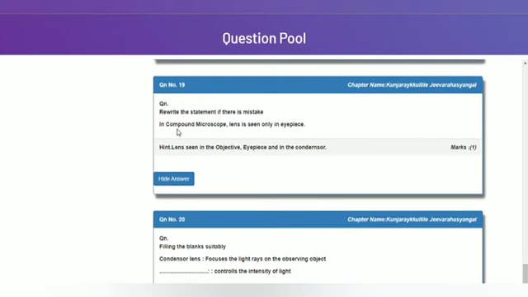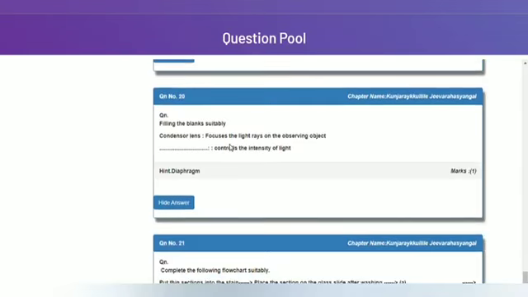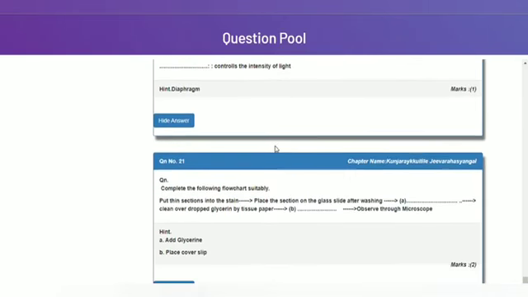19th question. In a compound microscope, lens is seen only in the eyepiece. Hint: lens is seen in the objective, eyepiece and in the condenser. So lens is seen in the objective, eyepiece and the condenser. 20th question. Condenser lens focuses the light rays on the observing object. Dash controls the intensity of light. Diaphragm. It is the diaphragm which controls the intensity of light.